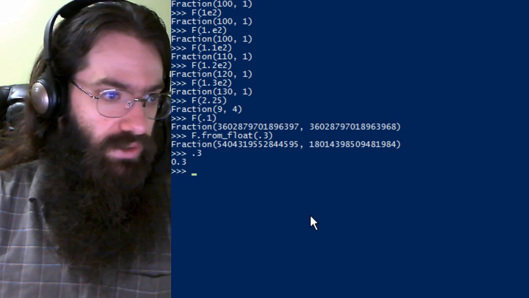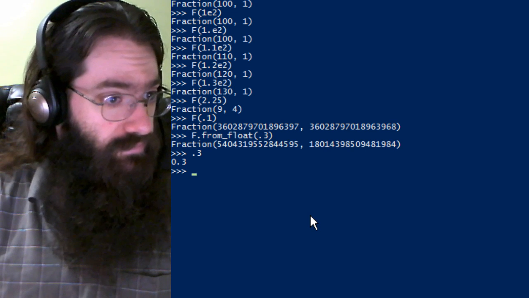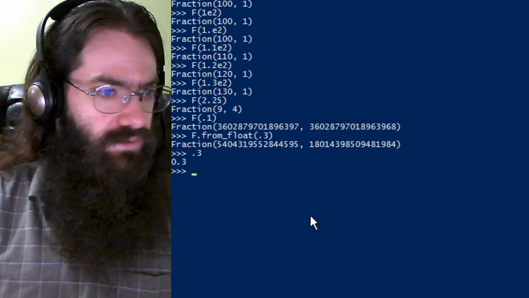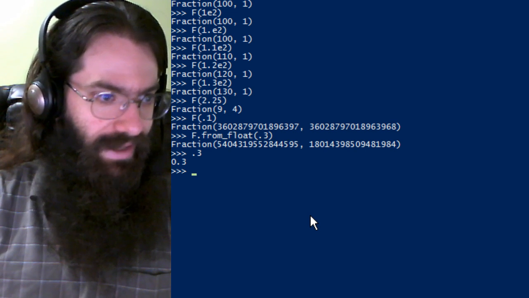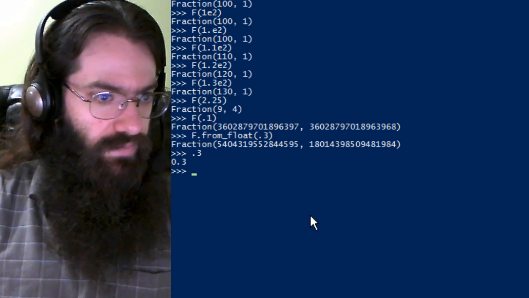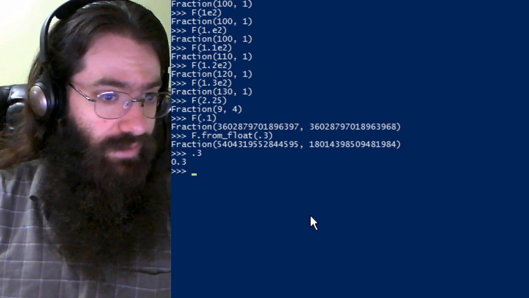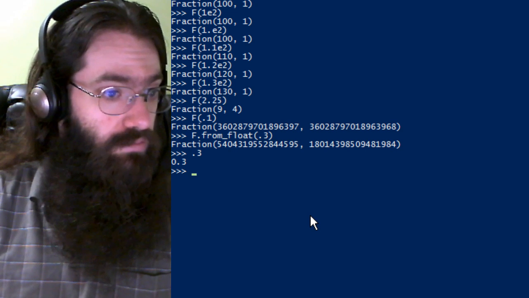That's why they're popular. Limit denominator finds and returns the closest fraction to self that has denominator at most max denominator, the passed argument. This method is useful for finding rational approximations to a given floating point number.